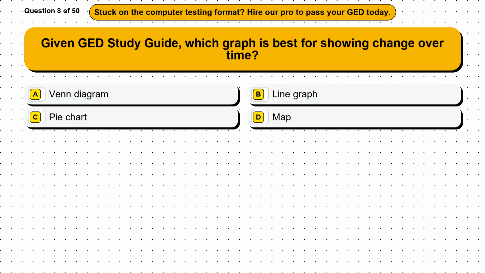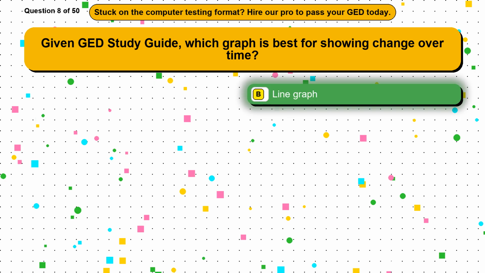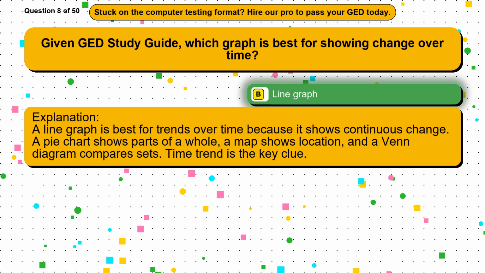Question 8. Given GED Study Guide, which graph is best for showing change over time? Option A, Venn diagram. Option B, line graph. Option C, pie chart. Option D, map. The correct answer is option B, line graph. A line graph is best for trends over time because it shows continuous change. A pie chart shows parts of a whole, a map shows location, and a Venn diagram compares sets. Time trend is the key clue.